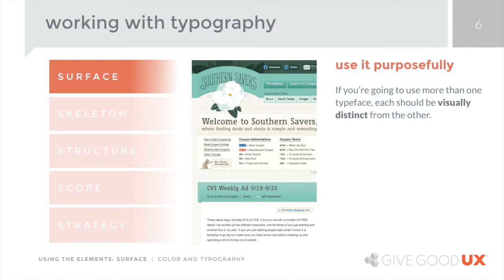So anytime you're planning to use more than one typeface, each one should be very visually distinct from each other. Take a look at this example. We've got several areas where there's typography. In the logo where it says Southern Savers, immediately to the right in the navigation, printables, learn to coupon, whatever it says there. Below where it says welcome to Southern Savers, then we go down further and we see some text, etc., etc. Notice that when they use typography in the headlines and then in the body content, they're very different. That allows us to draw a very quick distinction between labels and content. So the only reason we use different styles at all is to indicate differences in the information being presented.